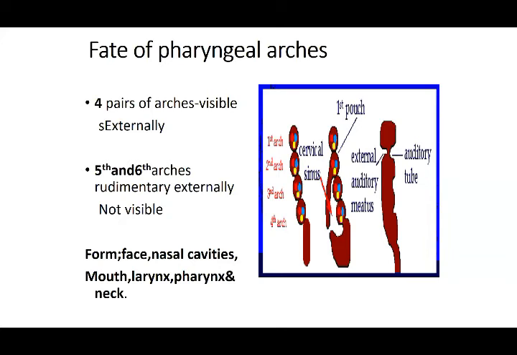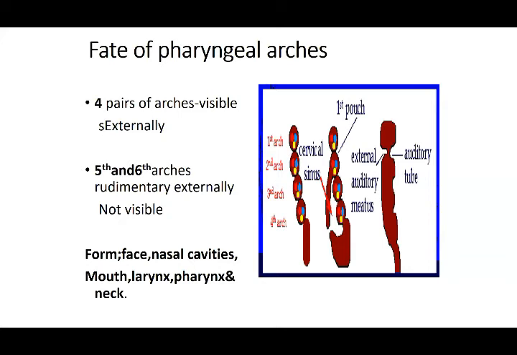The fifth and the sixth arch are very small and rudimentary, and externally they will not be seen. So basically 4 arches are going to give rise to certain structures. They form the face, nasal cavities, mouth, larynx, pharynx and the neck. So this is all what you have in the region of the neck.